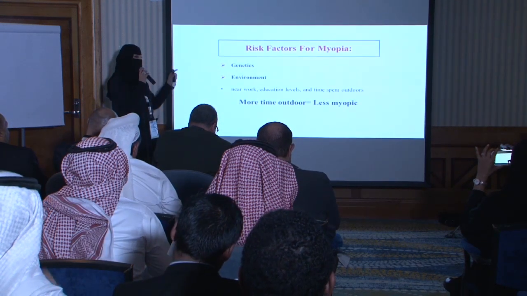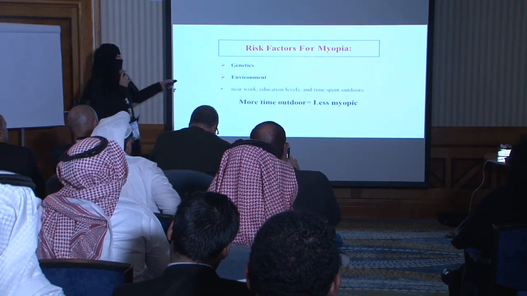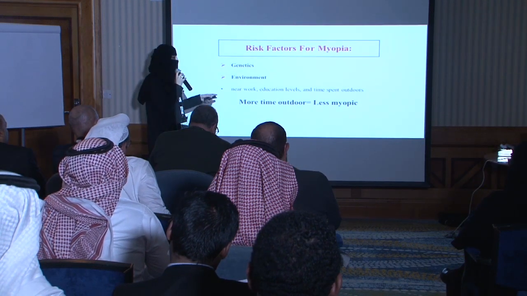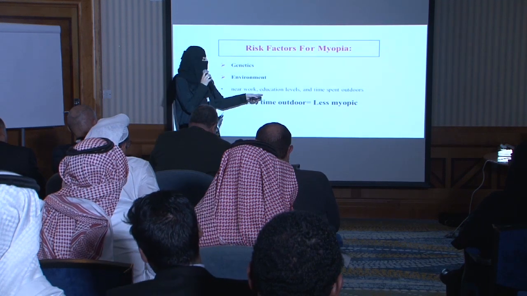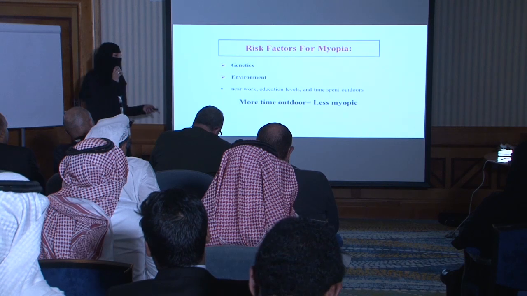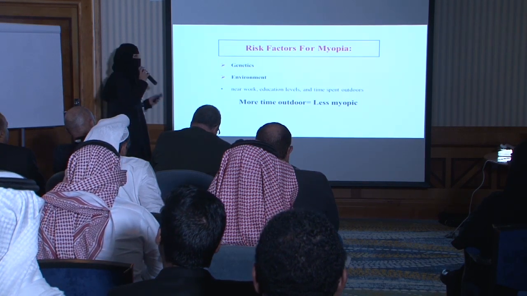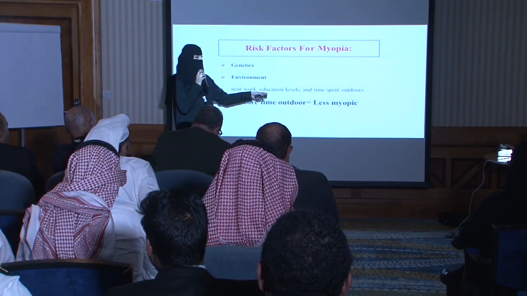Let me also skip this slide, which is the risk factors for myopia, which are genetic and environmental. There's a recent study, a very interesting study, about the education level. It said the prevalence rate of myopia increases with the level of educational achievement.